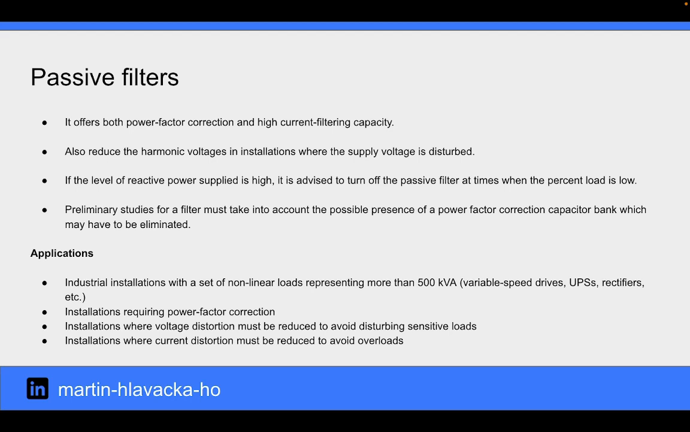Typical applications of passive filters are industrial installations with a set of nonlinear loads that represent more than 500 kVA, such as variable speed drives, UPS, rectifiers, etc. Installations that require power factor correction, installations where voltage distortion must be reduced to avoid disturbing sensitive loads, and installations where current distortion must be reduced to avoid overloads.